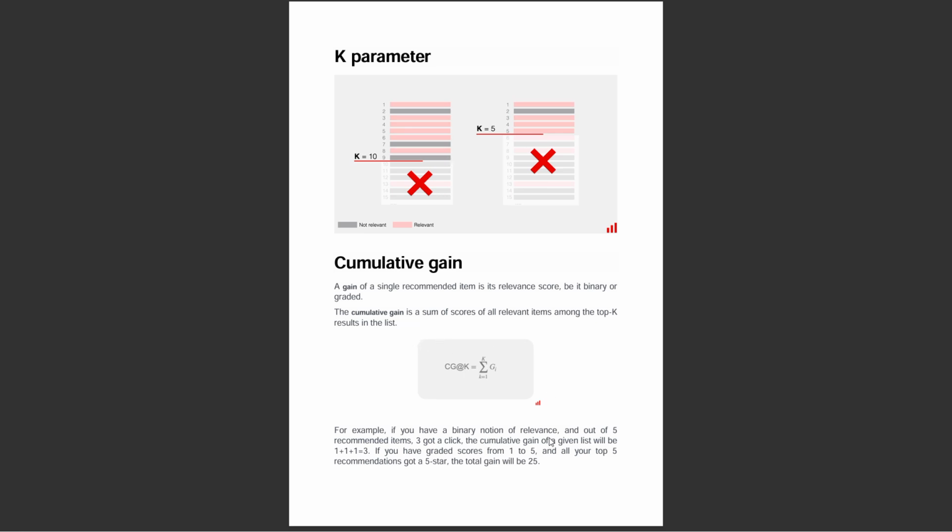For example, you have a binary notion of relevance and out of 5 recommended items 3 got a click. So the cumulative gain of the given list will be 1 plus 1 plus 1, which is 3. If you have graded scores from 1 to 5 and all your top 5 recommendations got 5 stars, then the total gain will be 5 into 5, which is 25.